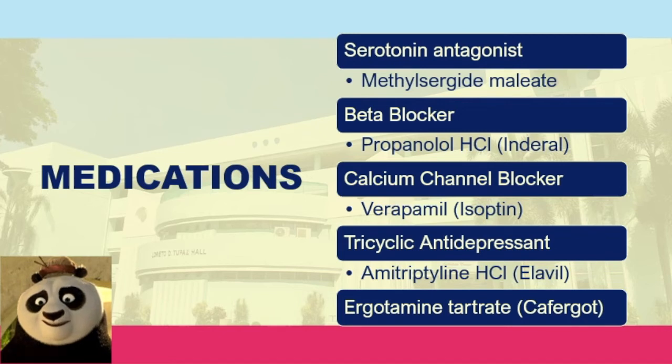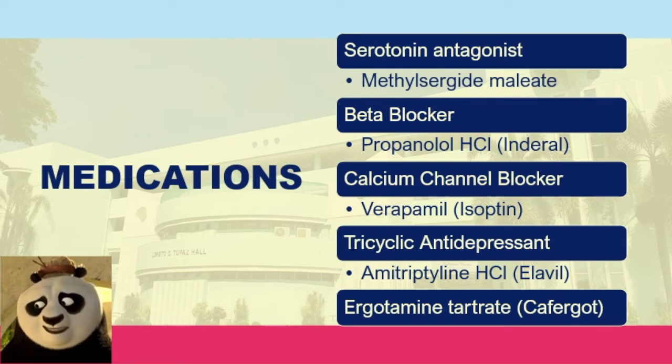Then another class is your beta blocker. Recall that your beta blocker is actually an antihypertensive medication. Class, your beta blocker such as your propranolol may be able to decrease the blood flow going towards the brain. Then you have your calcium channel blockers. Class, your calcium channel blocker, an example of which is verapamil. Then you have your tricyclic antidepressants such as your amitriptyline hydrochloride or Elavil. And then class, you have your ergotamine tartrate, a common brand name for which is Cafergot.